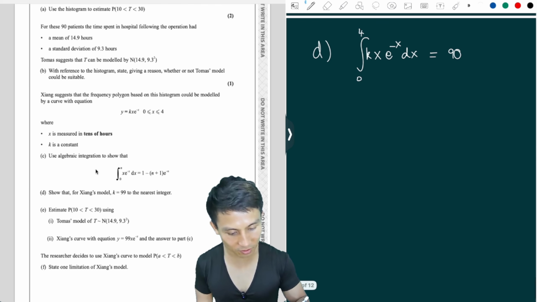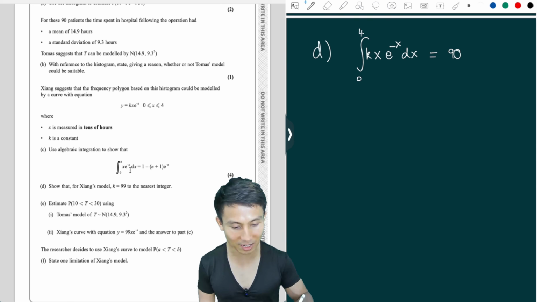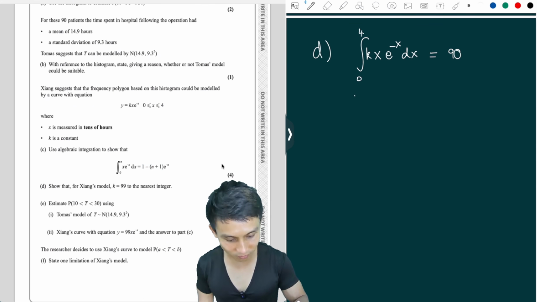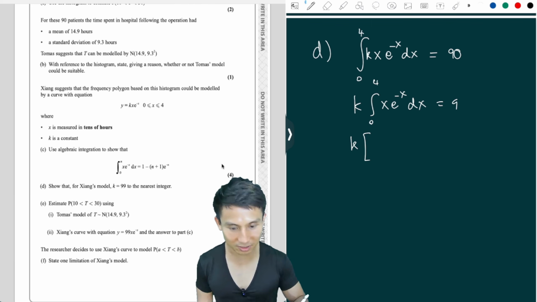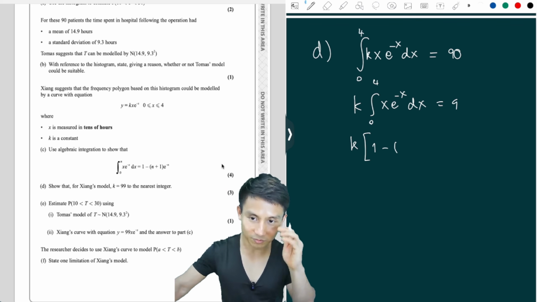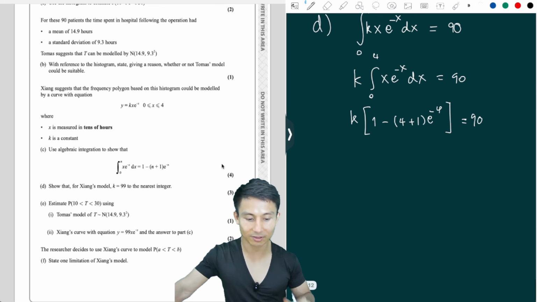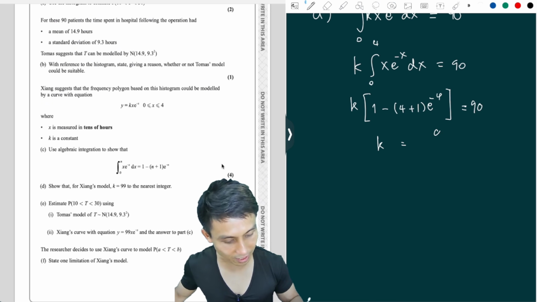All right. Because we already know the integral of x times e to the minus x is just this. So if we put k outside, I'm just going to write that first. That whole thing is actually 1 minus, because we put the upper bound n to be 4, (4 plus 1) e to the minus 4, and that equals 90, right? And we're going to find the value of k. So k equals all that.